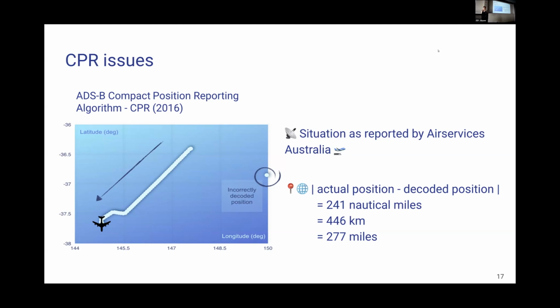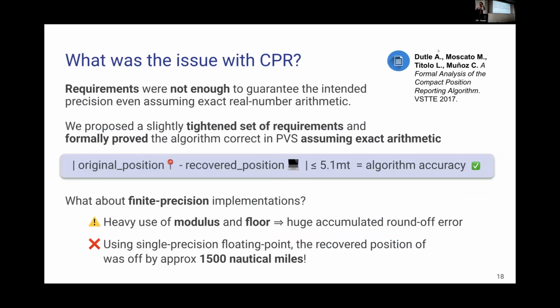This is a situation reported by Air Services Australia, where the difference between the actual and the decoded position was about 241 nautical miles. So that's not a small error. At NASA, in collaboration with the FAA, the Federal Aviation Administration, we started to look into this problem and this algorithm. The first thing we found is that the requirements were not enough to guarantee the safe behavior of the system.